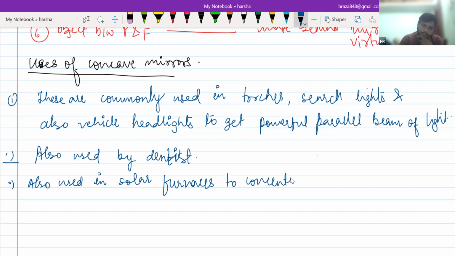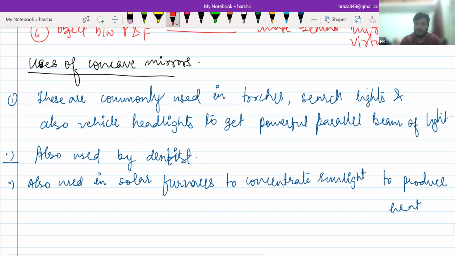Also used in solar furnaces to concentrate sunlight to produce heat. So it is very easy, and it can be asked: write 3 uses of concave mirror. Concave mirrors are commonly used in torches, searchlights, and vehicle headlights to get a powerful parallel beam of light. Also used by dentists, and in solar furnaces to concentrate sunlight to produce heat and give energy to the solar furnace.